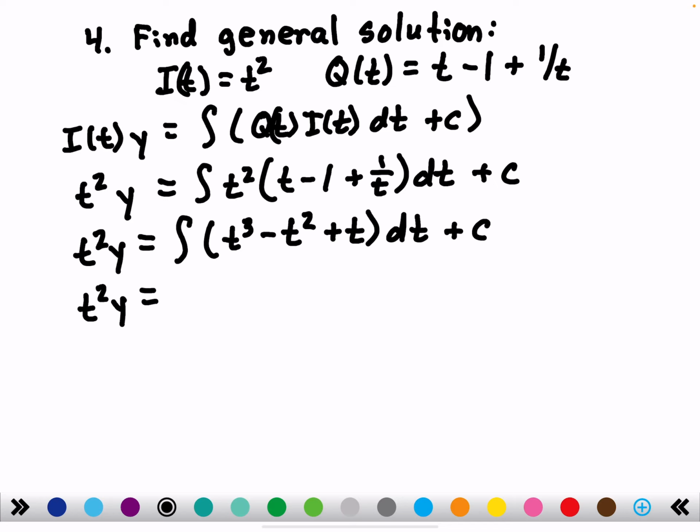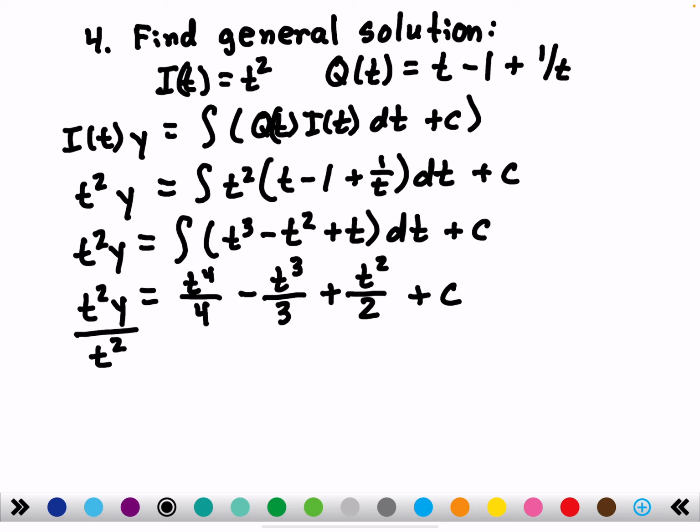Now we'll integrate t squared y. The integral of t cubed is t to the 4th over 4. The integral of negative t squared is negative t to the 3rd power over 3. Integral of t is t squared divided by 2 plus c. And now to solve for y, we'll divide all terms by t squared. Remember, you even divide your unknown constant by the integrating factor when you solve differential equations.